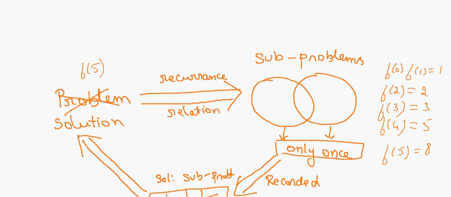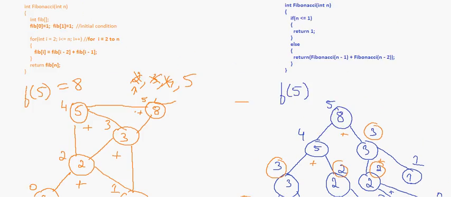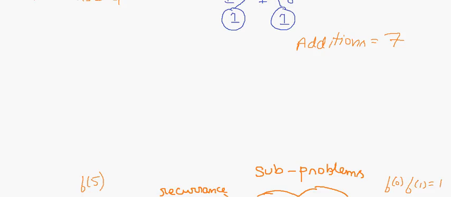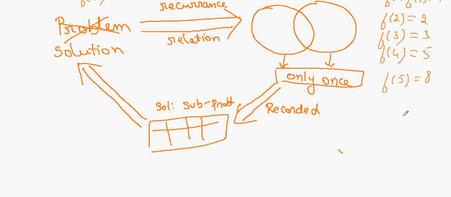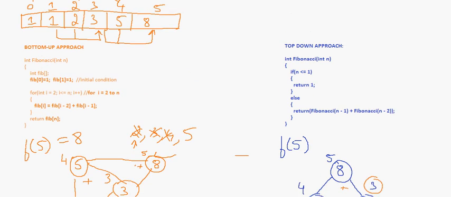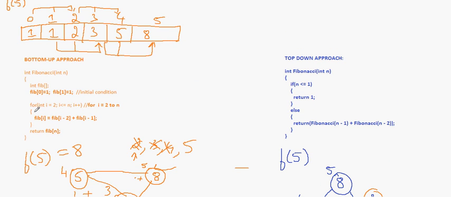So if we look at the bottom-up approach, we had calculated the solution for each subproblem only once, and then we had recorded it in a table. So if you see the program here, we have used an array in which we have saved the solution for each iteration.